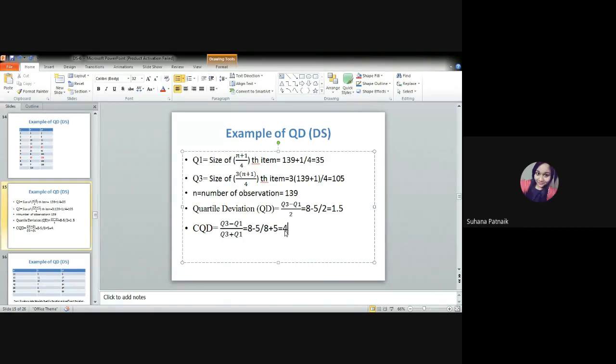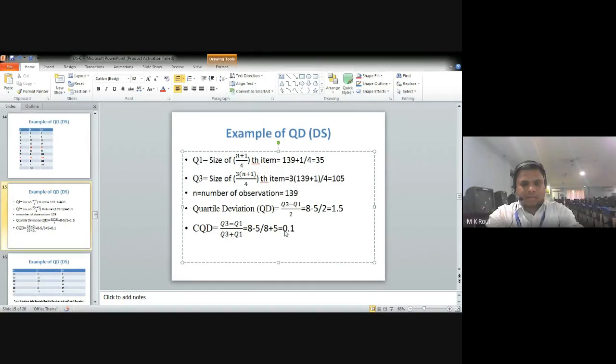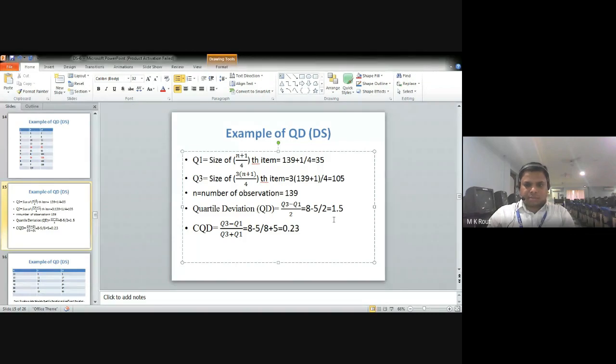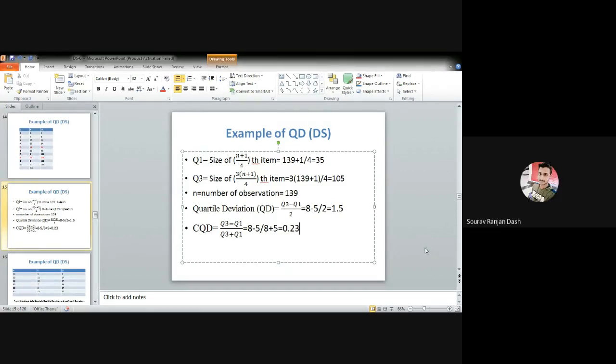That equals 0.23. Do not solve this one yet. Try to concentrate on the slide. Is it clear?